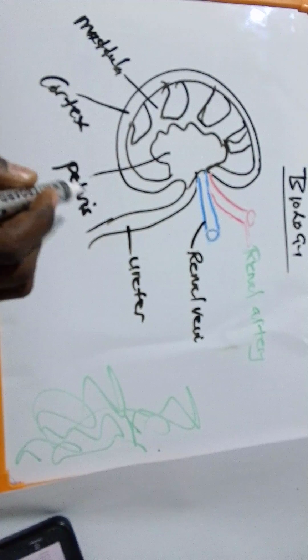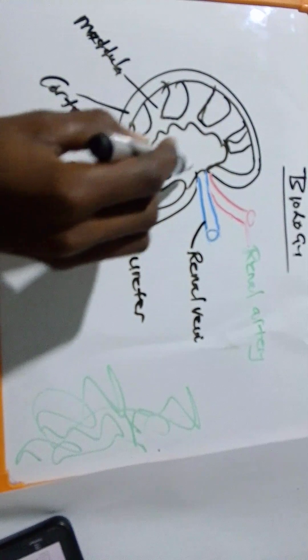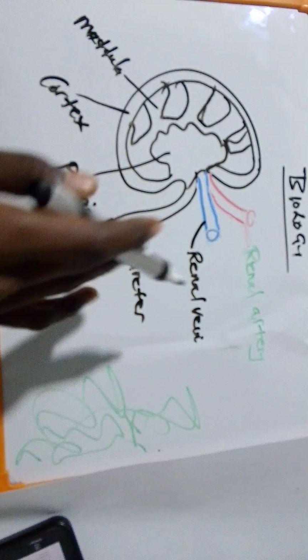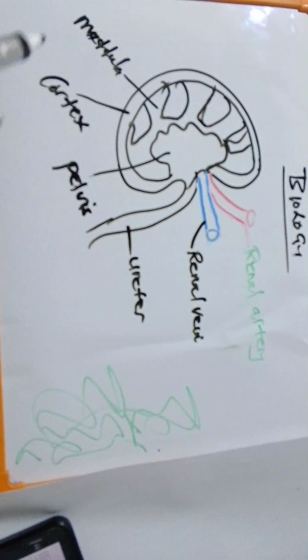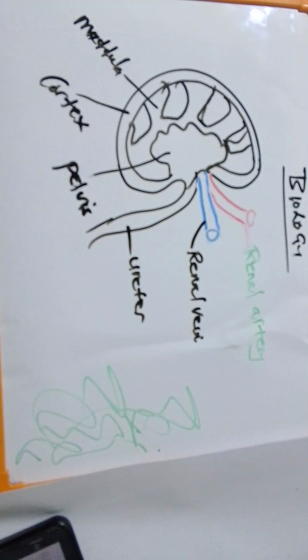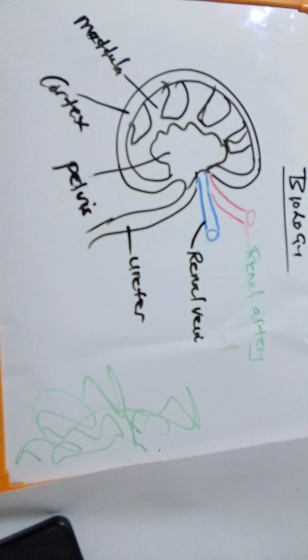We have the pelvis, which is located almost at the center of the kidney. Then we have the ureter, the one which we drew in the first diagram. Then of course we have the renal vein and the renal artery with the same functions we mentioned in the first diagram. And this time we have added the cortex and the medulla. So this part of the kidney is the one which shows how urine is formed.